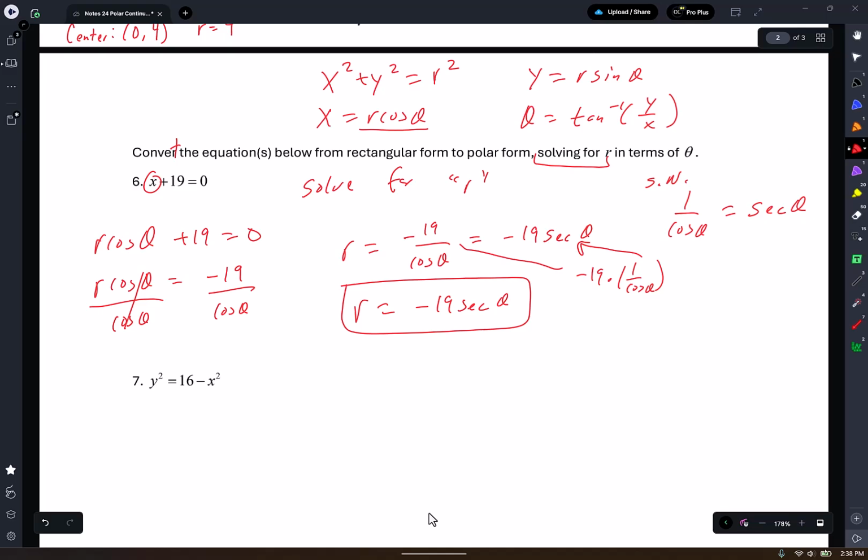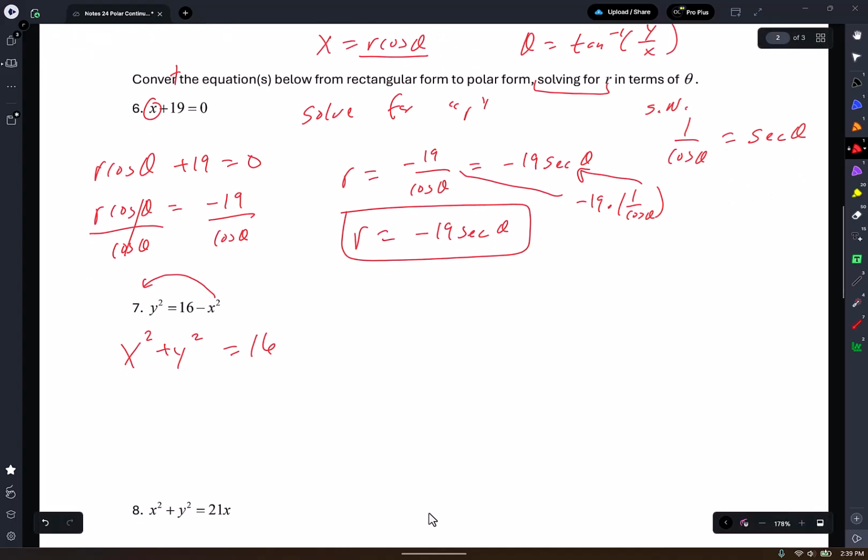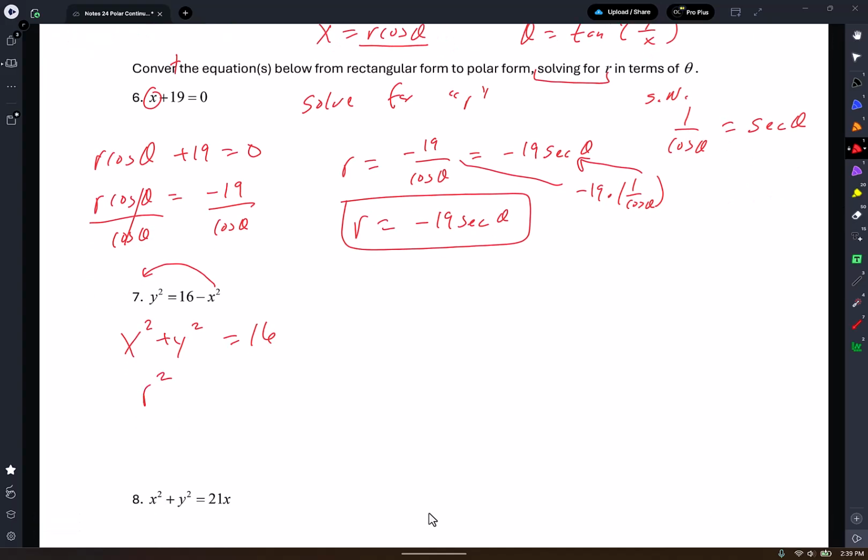Number 7, I know for a fact it's a circle. If I move that negative x squared to the left, it's x squared plus y squared. That's exactly what I'm going to do. X squared plus y squared equals 16. Did everyone see how we did that, guys? All right, what's x squared plus y squared? That's just r squared. And I don't want r squared, I just want r. R equals 4, you don't have to say plus or minus. It's just a circle centered at the origin with a radius of 4. Looks like this.